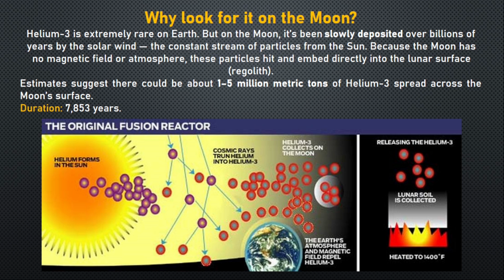The duration that 3 million metric tons will last us is about 7,853 years. That's a lot of years. That is thousands and thousands of years, just with 3 million metric tons. So that should give you an idea of how abundant it is on the moon. It is so much on the moon. That's why nations are falling over themselves to extract it.